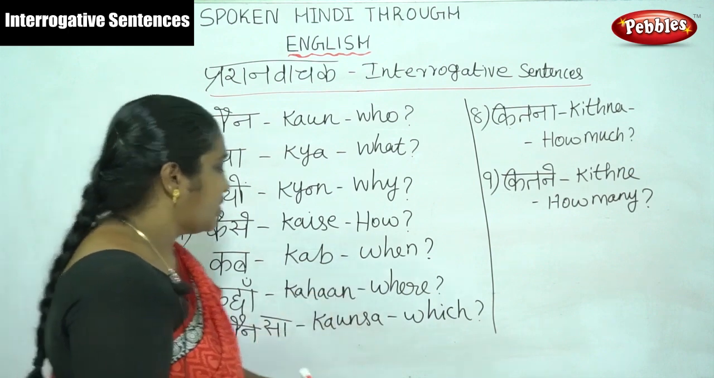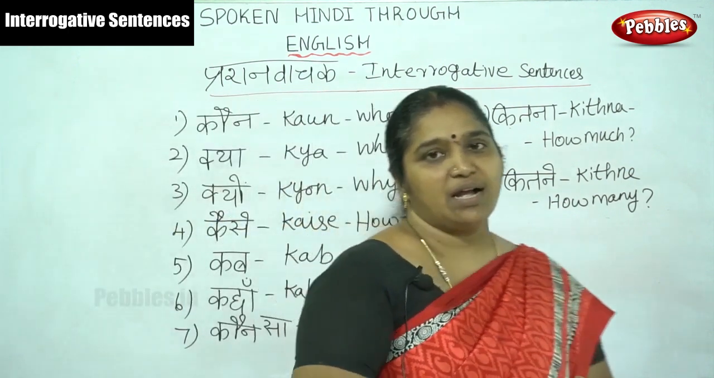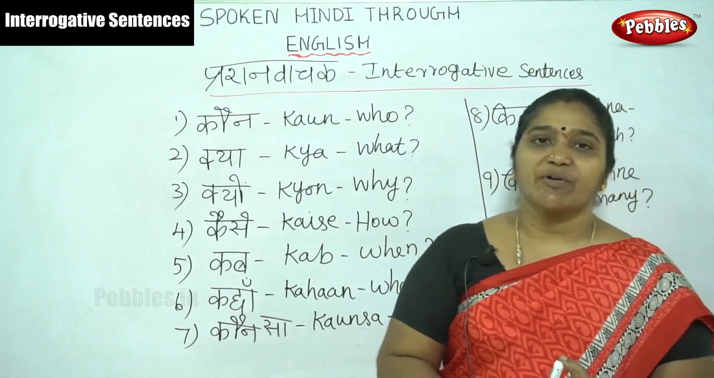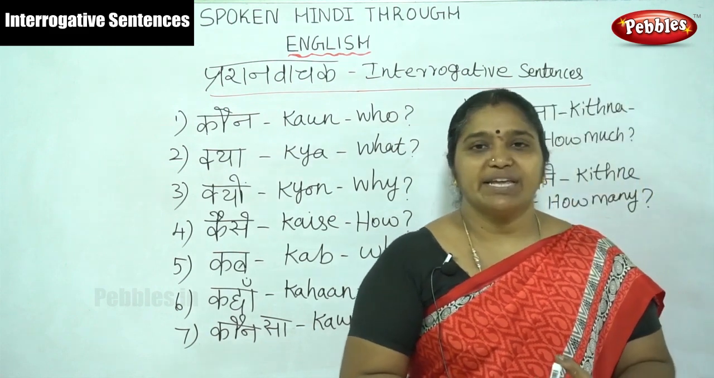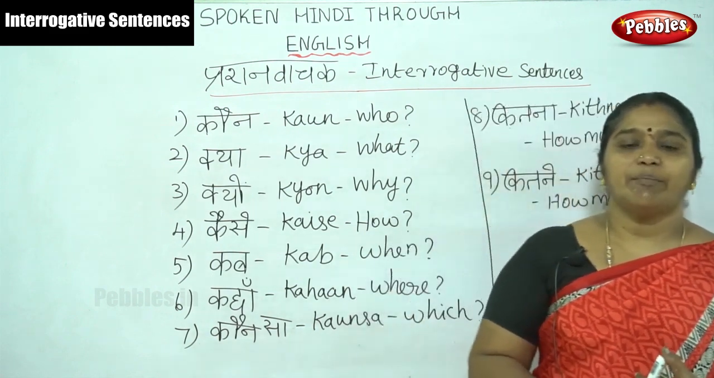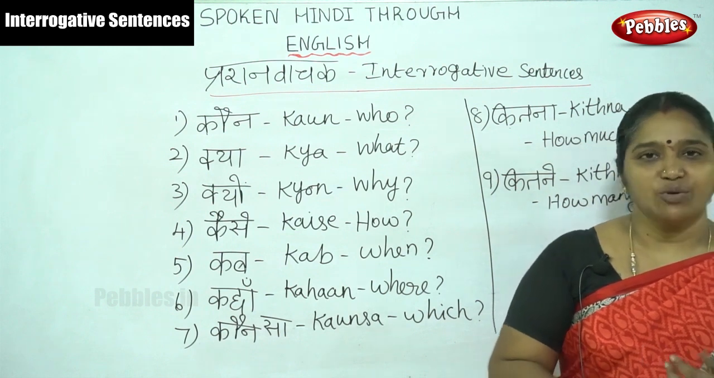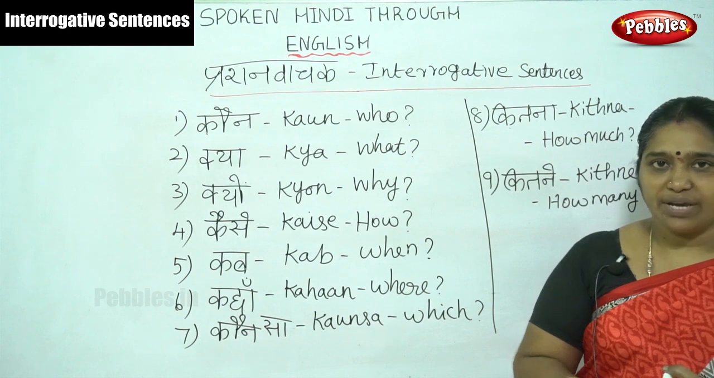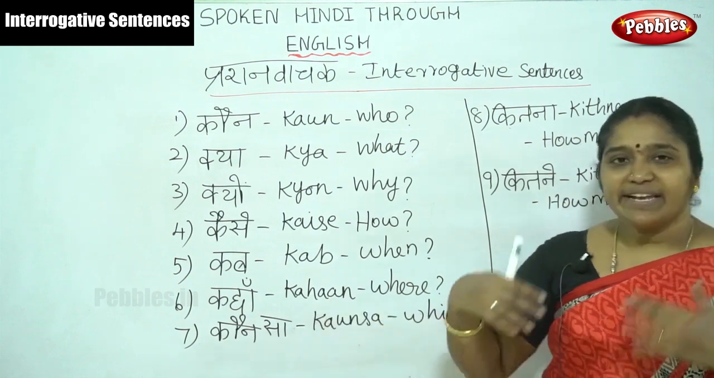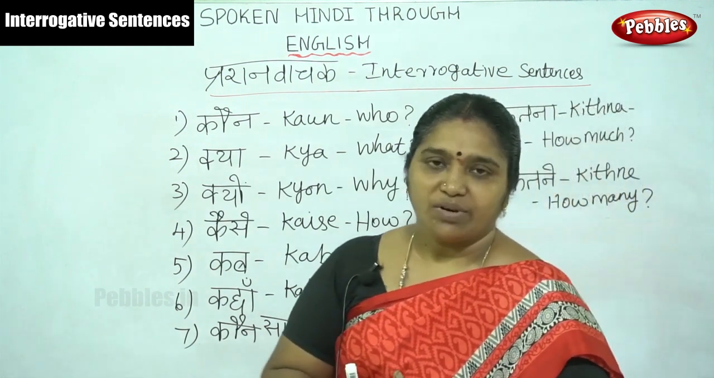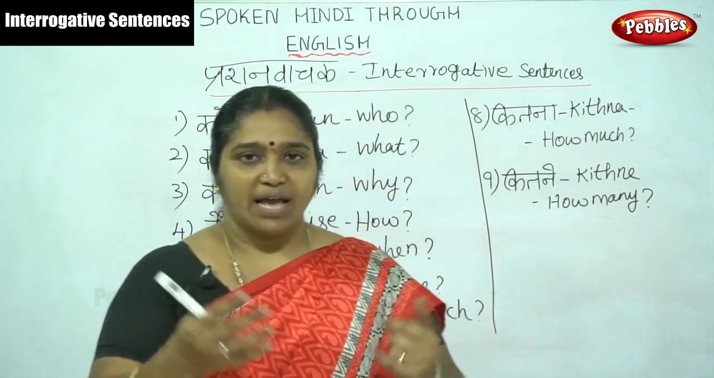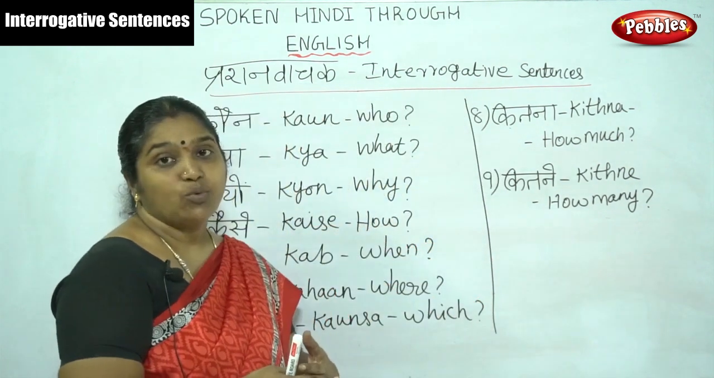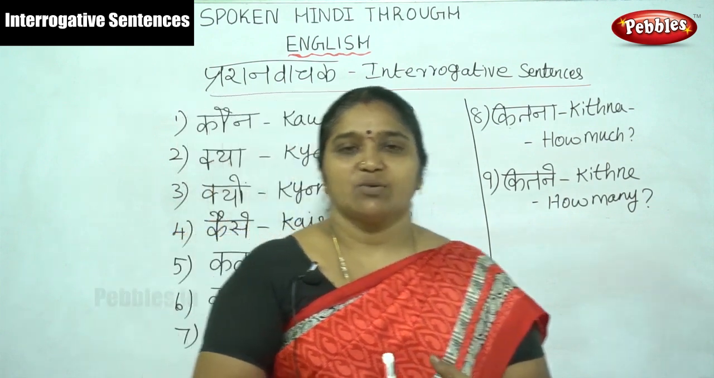Then the sixth one is कहाँ. The pronunciation is kahan. The meaning is where. आप कहाँ हैं? Where are you? Likewise we can give the answers also. Answer means uttar.